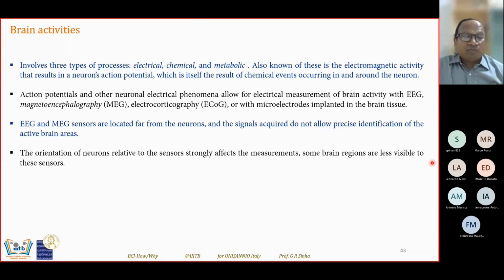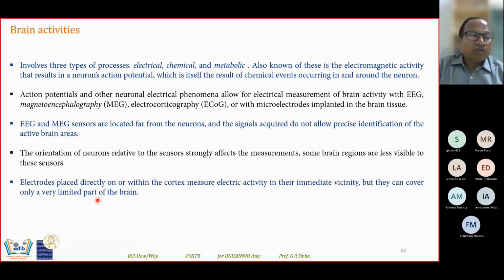Some brain regions are less visible to these sensors, because the neurons will be more aligned to particular regions, and that will be more visible when you record the pattern. You have seen in a diagram that you capture some brain signal from a particular part of the head. It's not necessary to entirely cover the whole skull. It depends on what kind of study you want.